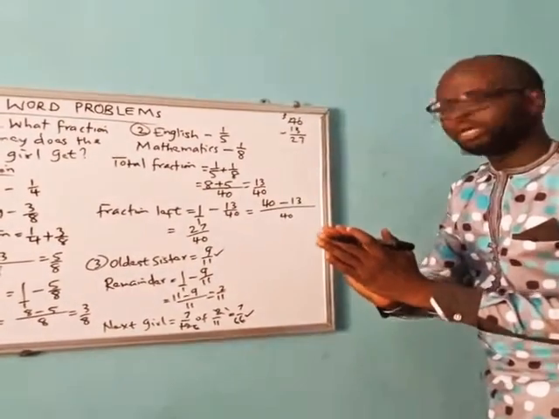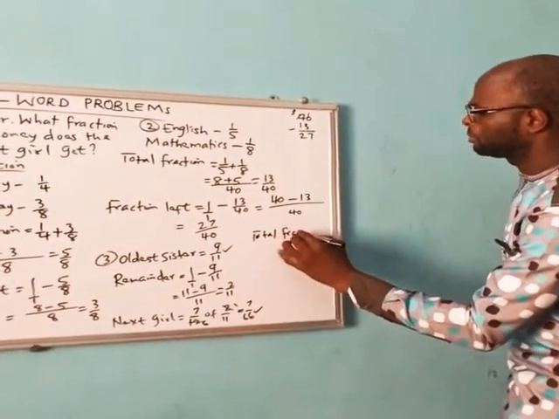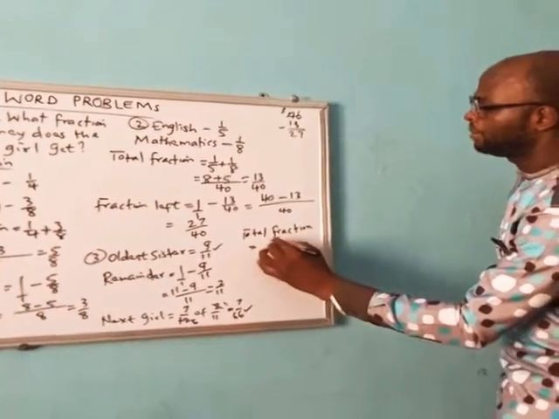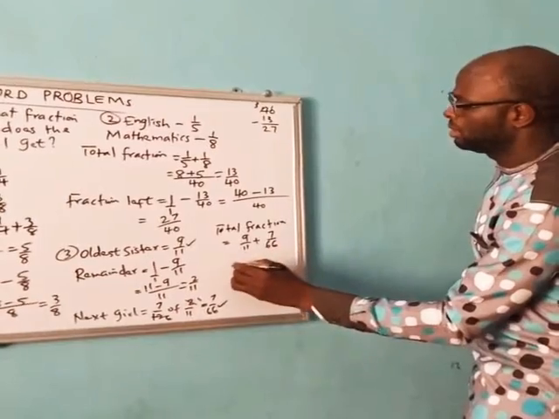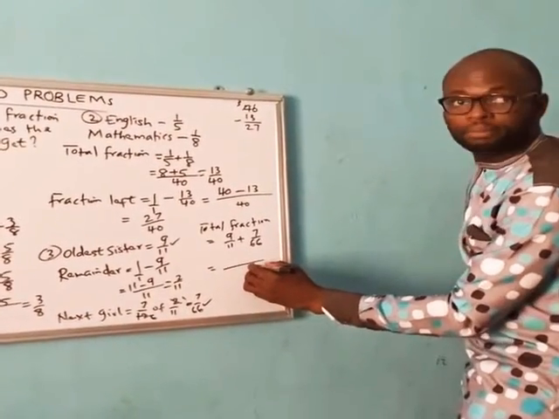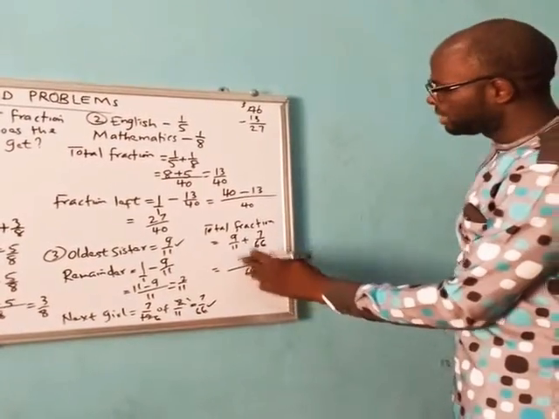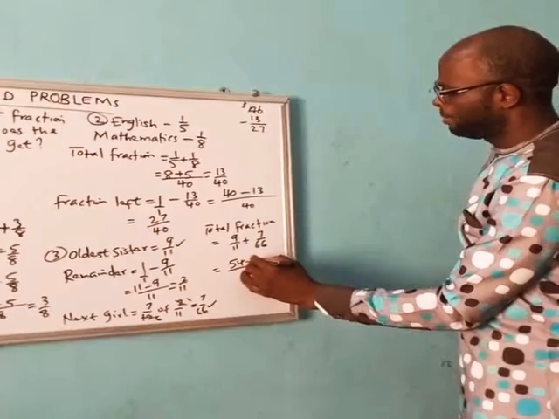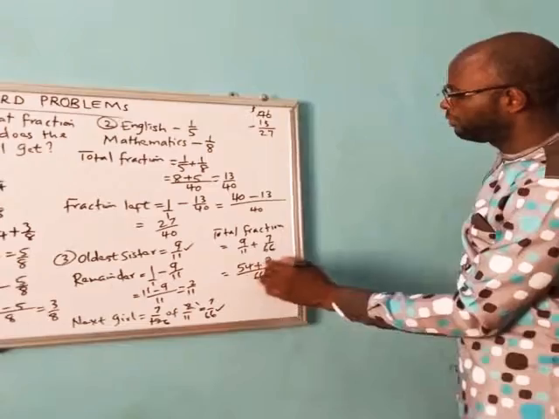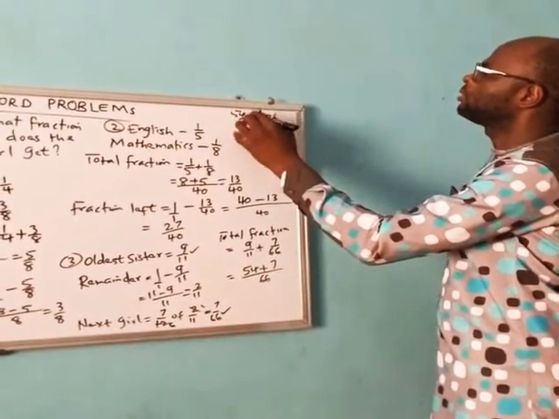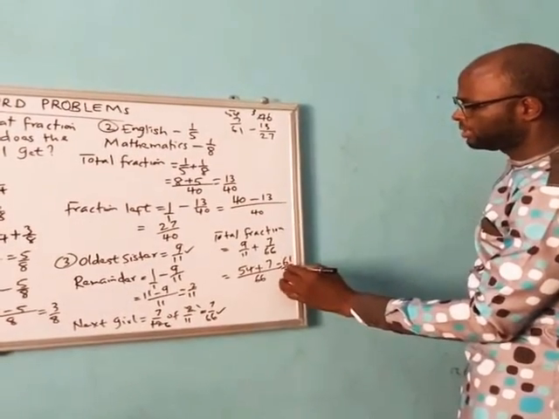So you now subtract from 1 to get the remaining for the girl. So the total fraction will now be 9 over 11 plus 7 over 66. The LCM is 66. 11 into 66 is 6, 6 times 9 will give you 54, plus 66 into 66 is 1, 1 times 7 is 7. So 54 plus 7: 7 plus 4 is 11, carry 1, 1 plus 5 is 6. So we have 61 over 66.